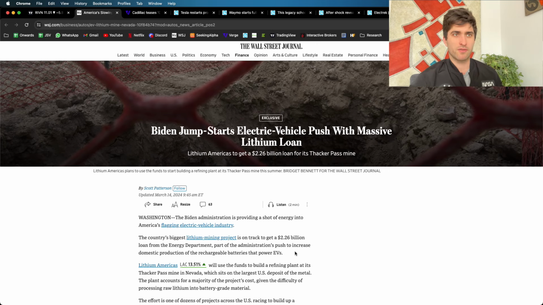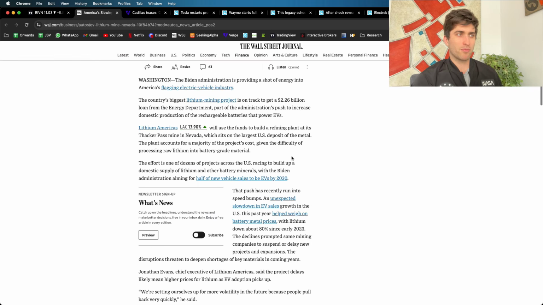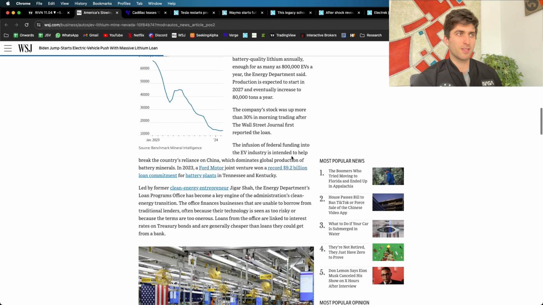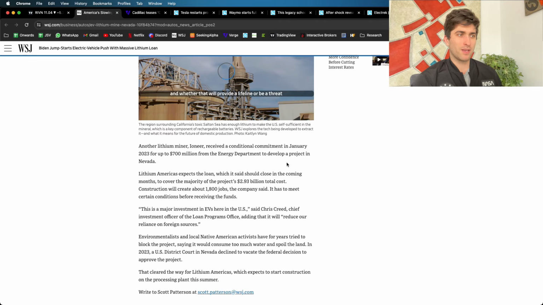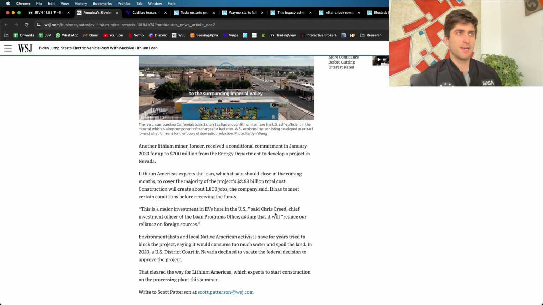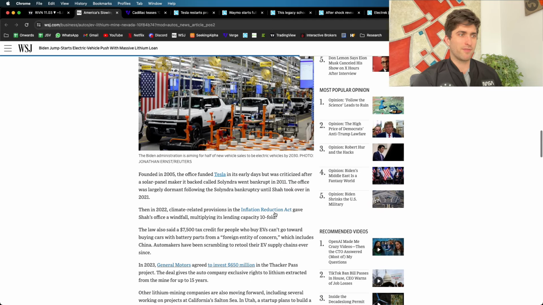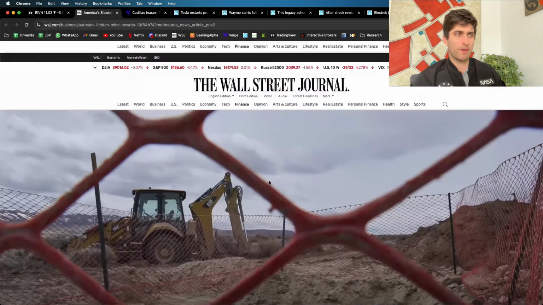Biden jumpstarts electric vehicle push with massive lithium loan. A $2.6 billion loan for Lithium Americas to get this lithium refinery plant in Nevada up and running. They want to lower their dependence on China, on outsourcing everything. They want to be fully self-sufficient here in the United States in terms of getting these electric vehicle battery materials and manufacturing these batteries here in the States. And so they want to reduce their reliance on foreign sources. And this is happening. It's happening in a big way.